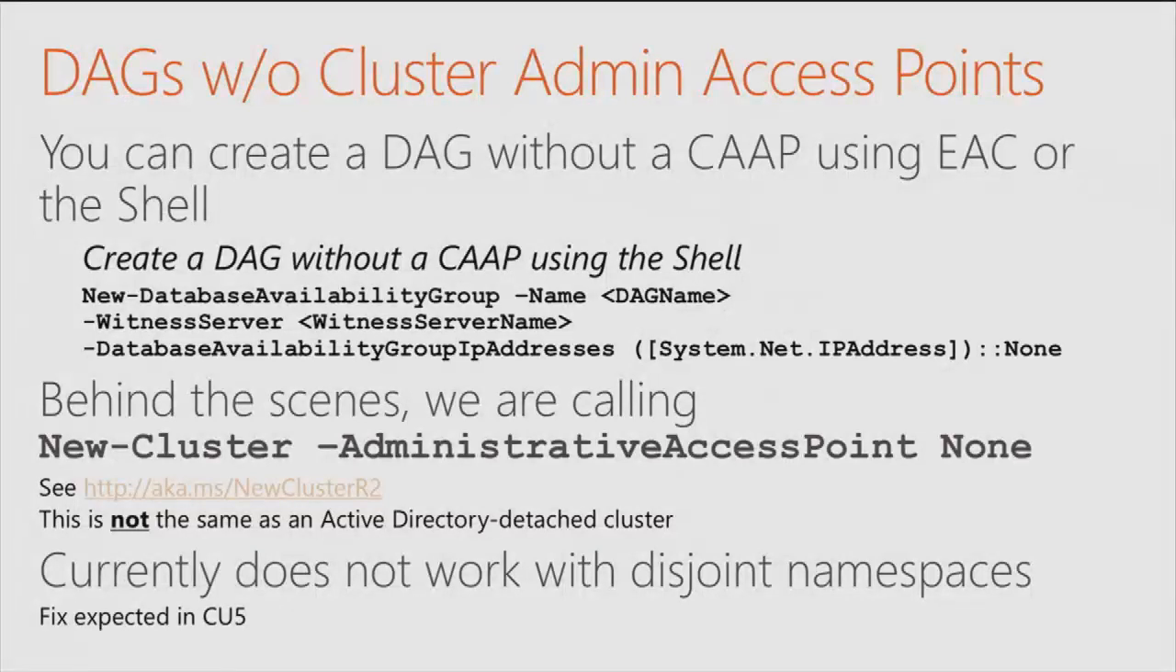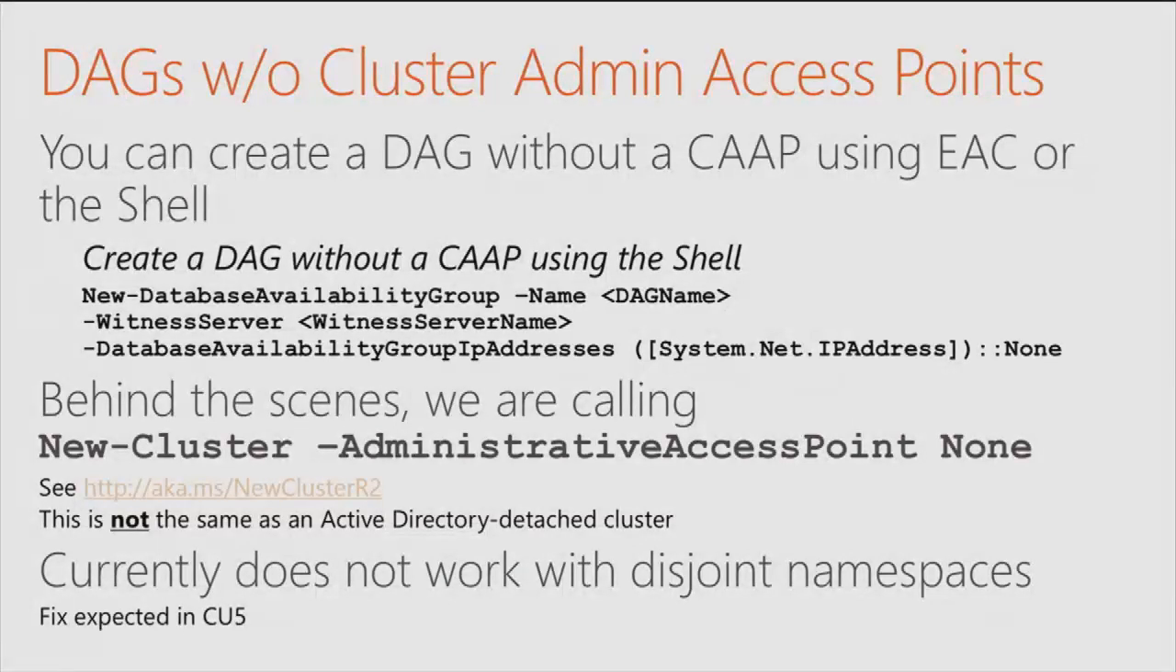So you can do this in the shell or you can do this in EAC, and to make it particularly confusing for you, the syntax that you use is completely different in the two tools. So here's the syntax that you'll use in the shell. For the database availability group IP addresses, we're passing a specifically formatted parameter, System.Net.IPAddress:None. That is the syntax where you tell the DAG as you're creating it that this DAG is not going to have an IP address, and as a result, it's not going to have a cluster admin access point.